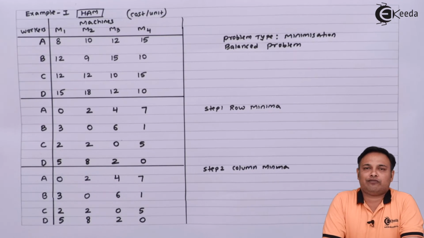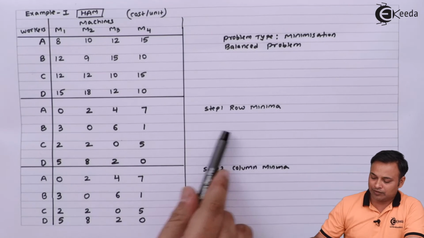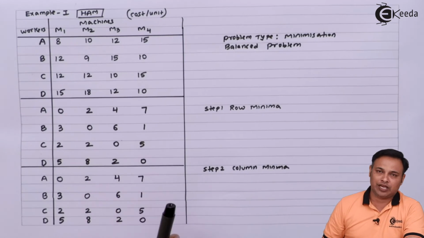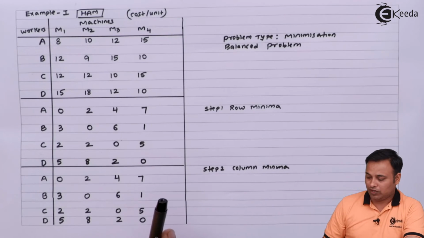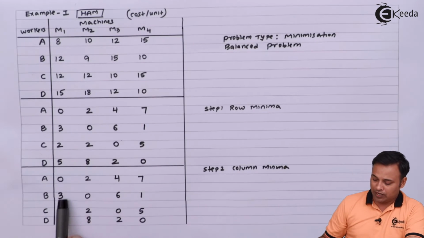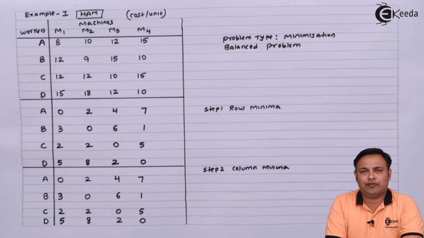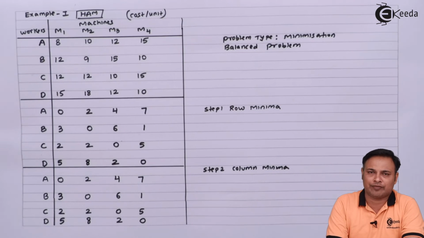Now the whole purpose of doing row minima and column minima is to assure that you get a 0 in each row and each column. आप चेक करो रो मिनिमा के बाद हमारा हर एक रो में कम से कम एक 0 है. It can be minimum 1 0, it can be more than 1 0. After column minima आपका हर एक कॉलम में एक एक 0 है. 0 is very important in assignment. जहाँ पे 0 दिखेगा वहीं पे हमारा assignment होगा.